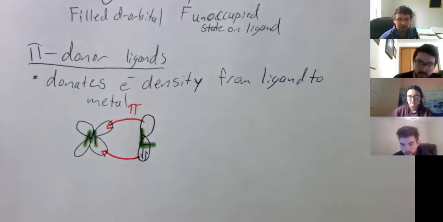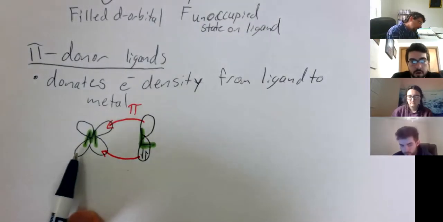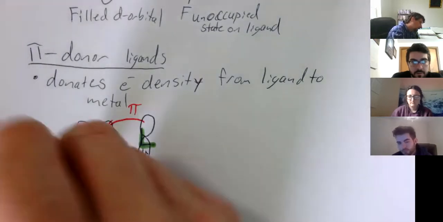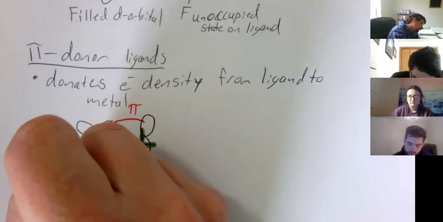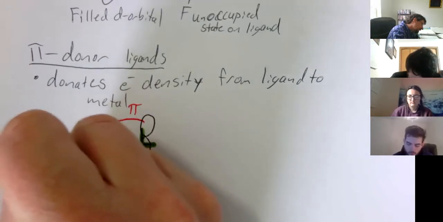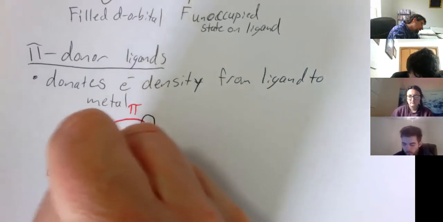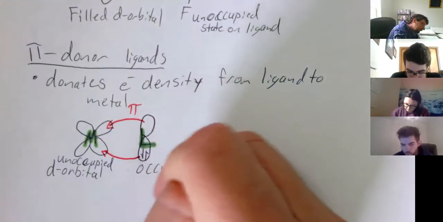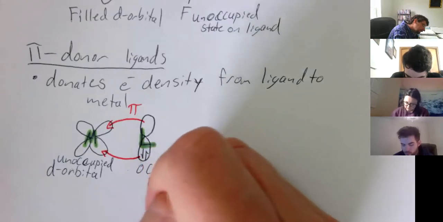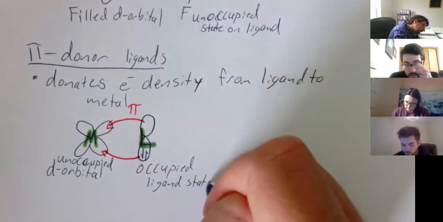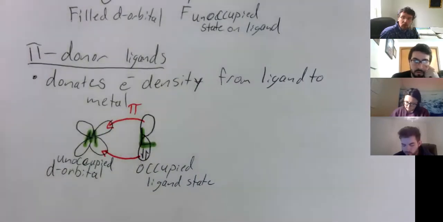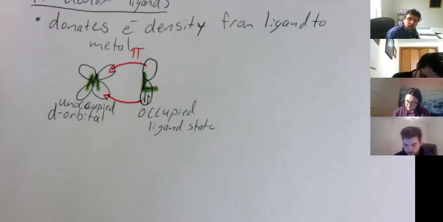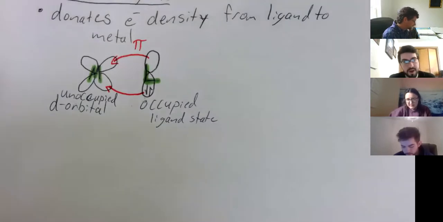Okay, what other type? What about this d orbital? Occupied, unoccupied? Unoccupied, yeah. So unoccupied d orbital, and then this is some occupied state. Okay, last type of interaction. Would it be pi acceptor? Yep.